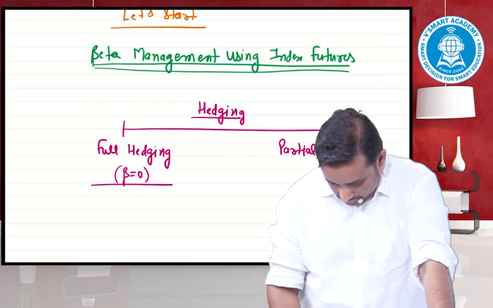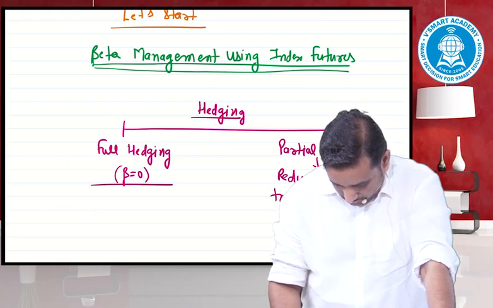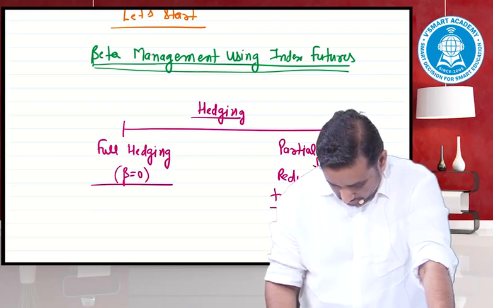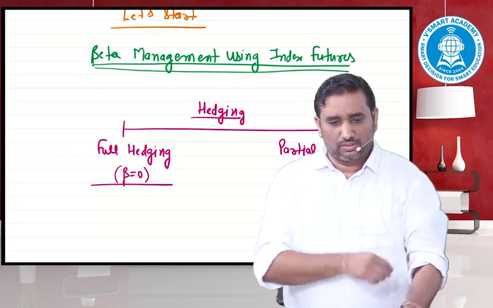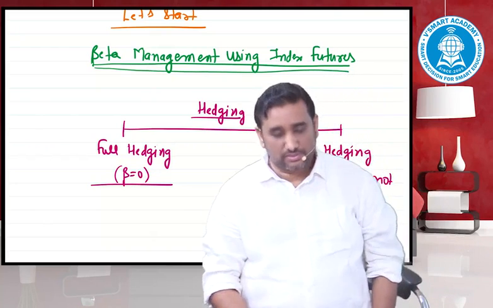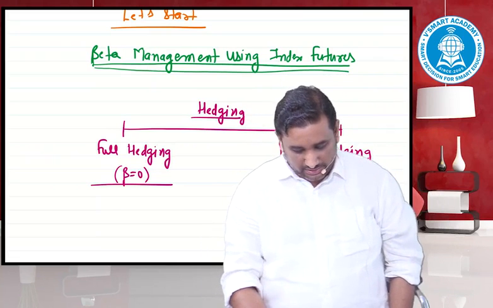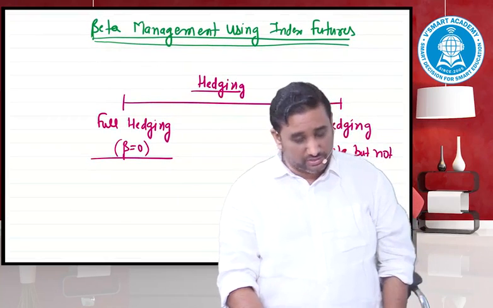Partial hedging is reduce beta but not to make it 0. Reduce beta but not to make it 0. Partial hedging is you reduce beta but you are not making the effect 0. Full hedging is you are making the effect 0.